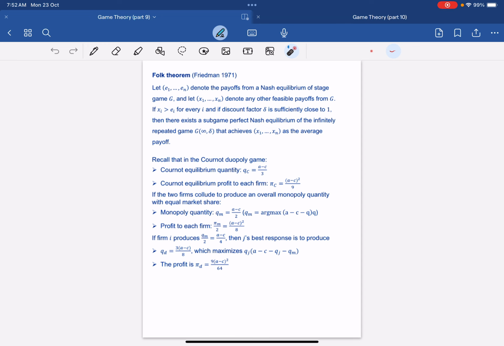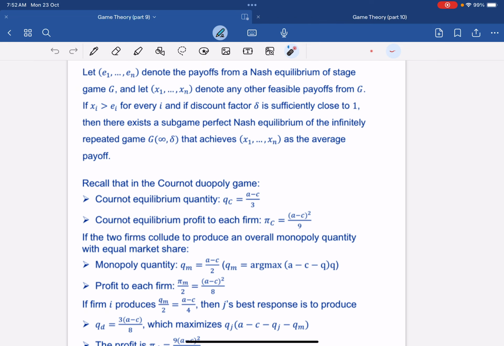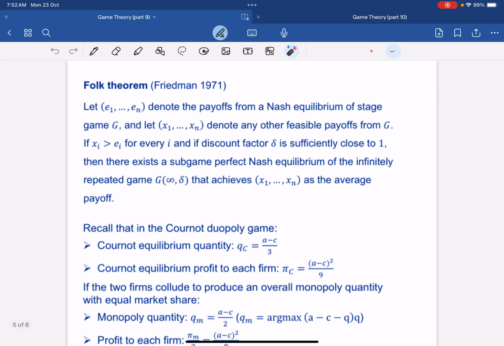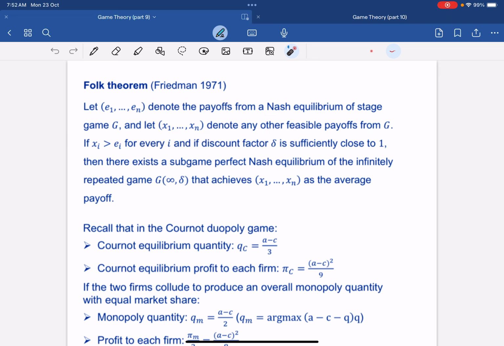And we can further understand this by the Folk theorem, but we won't prove the Folk theorem. It says that if this is the payoff for the Nash equilibrium of stage game G, and x1, x2 to xn is the payoff for any other feasible choice, for a sufficiently large delta, there will always exist a subgame perfect Nash equilibrium that achieves this payoff that you want as an average payoff.